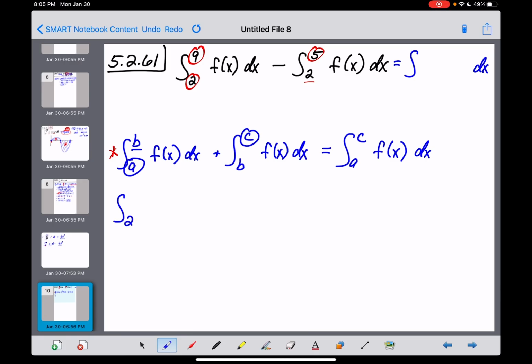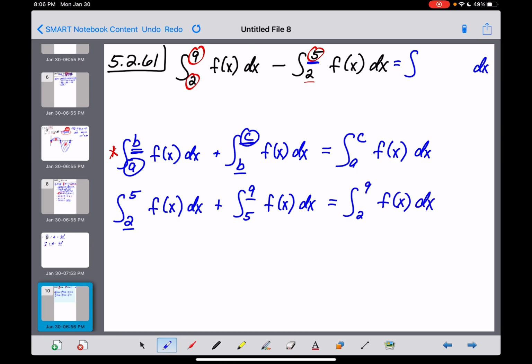B is the middle out of the 3 values of a, b, and c, so our b value is actually going to be 5. An integral from 2 to 5 of f of x dx, added to an integral now that starts where the last integral stopped, b is 5, and ends at c, which is the highest of these 3 values, which for us here is going to be 9. So the integral from 5 to 9 of f of x dx, we can add those two integrals together and get one single integral that starts at 2 and ends at 9 of f of x dx.